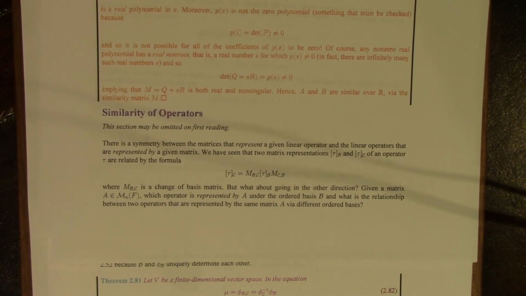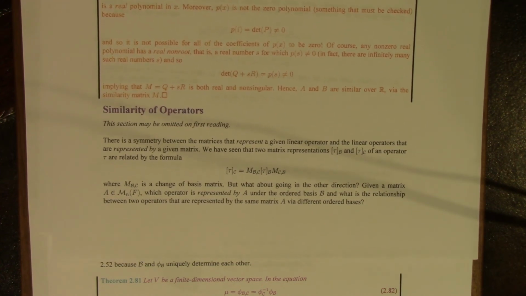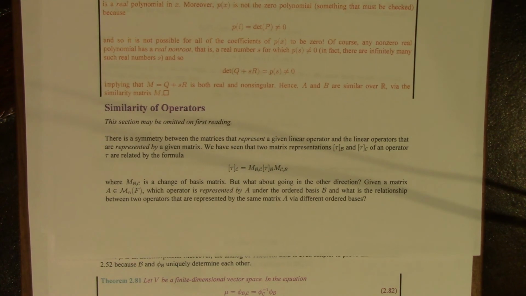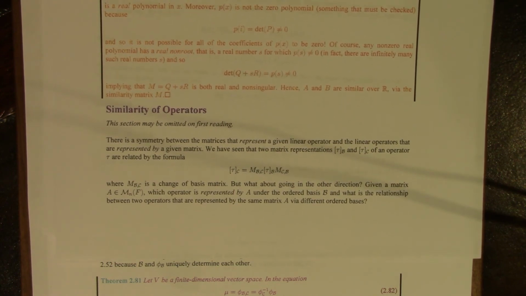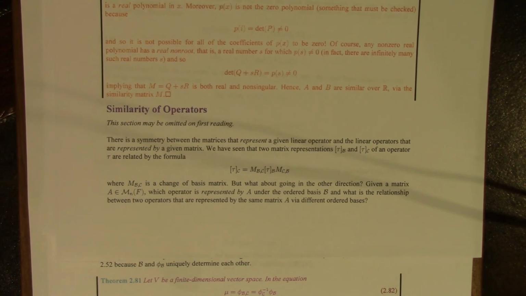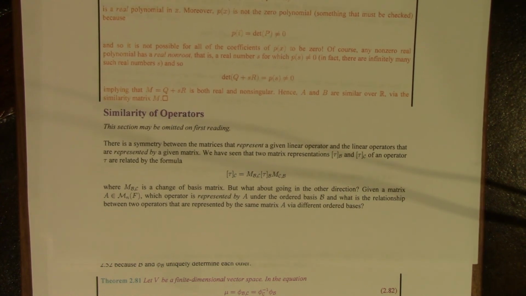The point of view we've been taking is we start with a linear operator and we want to find some matrix representations with an eye towards finding the simplest one we can. Now we'll take the opposite point of view. We start with a matrix, and we say, what operators does this matrix represent?